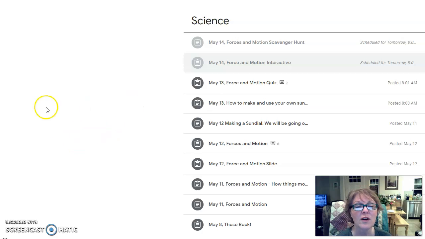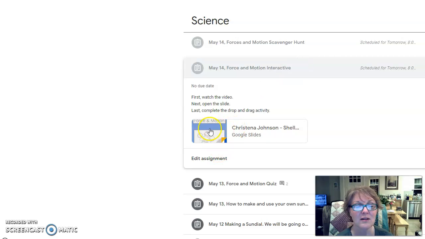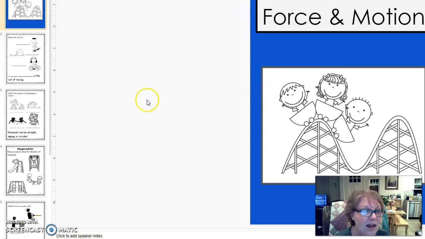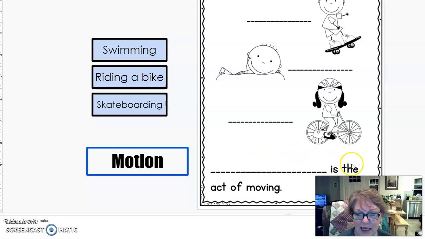Okay, so we're going to do a force and motion interactive game. It's a slide, like the one that we just did. They're kind of fun. Okay, so force and motion. Number 2 shows you get to pick what they're doing. Is he skateboarding, riding a bike, swimming? Decide which one. And then at the bottom it says blank is the act of moving.